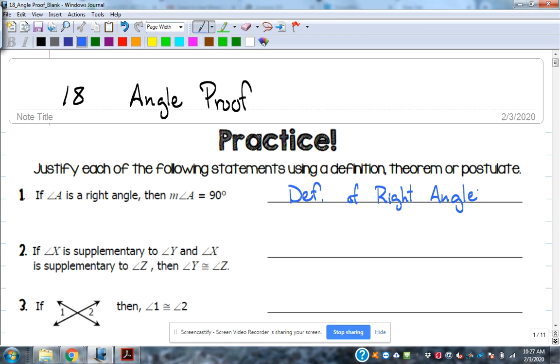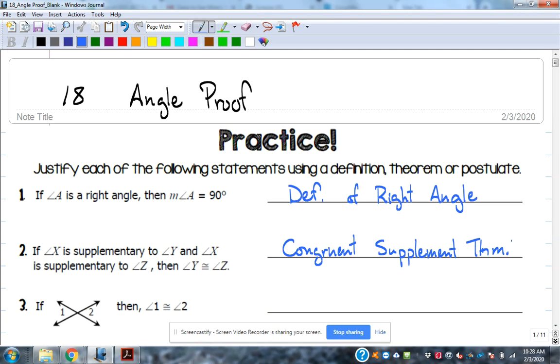Number 2, if angle X is supplementary to angle Y and angle X is supplementary to angle Z, then angle Y is congruent to angle Z. Congruent, supplement. And theorem we can abbreviate with THM. It'll be a fine way to abbreviate theorem instead of having to write it out the whole way.